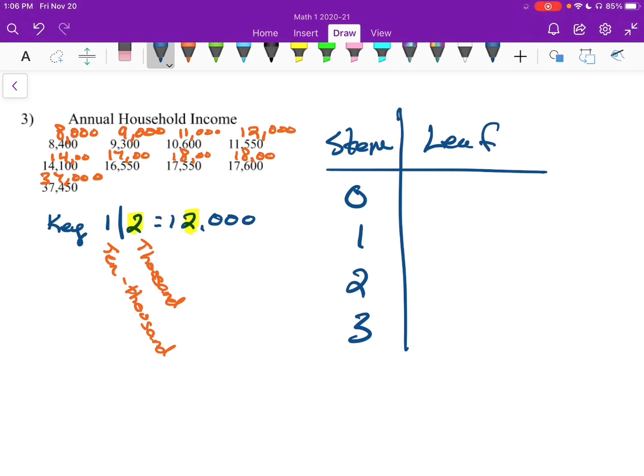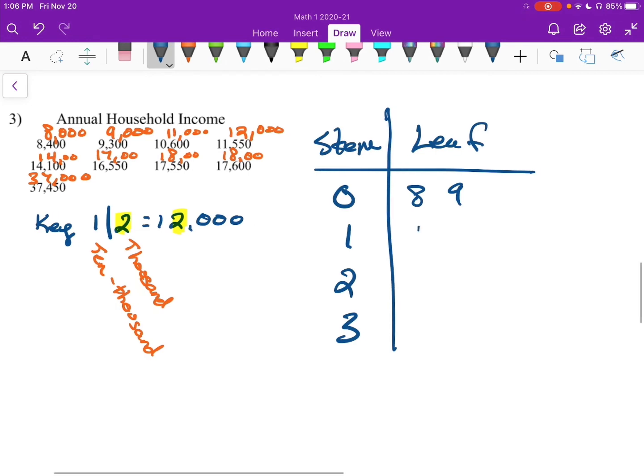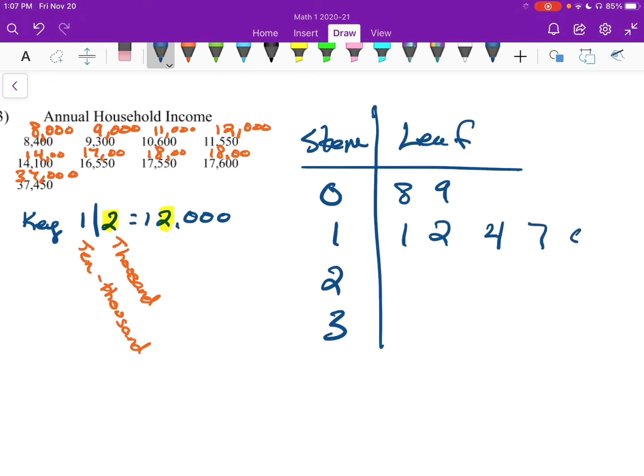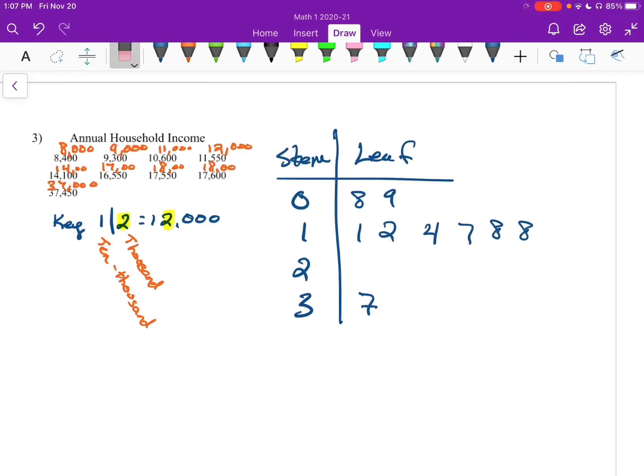Now I start putting in my data. I look at the 0 ten-thousands: I have an 8,000 and a 9,000. Then I move into the 11,000s, so that's going to be a 1 here. And then the 12,000 will be a 2. 14,000 will be a 4. Next up, 17,000 will be 7. 18,000 will be 8. Another 18,000 will be another 8. And then I jump up to 37,000. So the 3 is taken care of in this stem, and the 7 goes right there. So there's our stem and leaf chart for the annual household incomes.